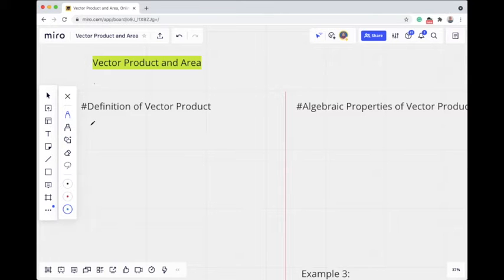So the vector product of vector A and B can be written as A cross B. Vector A cross vector B. So vector product is also called cross product. The result of vector product is a vector.